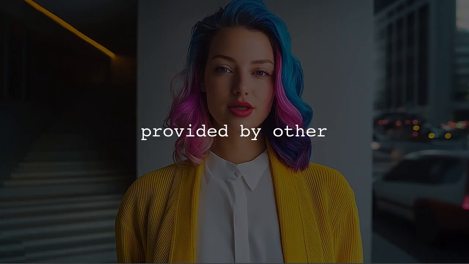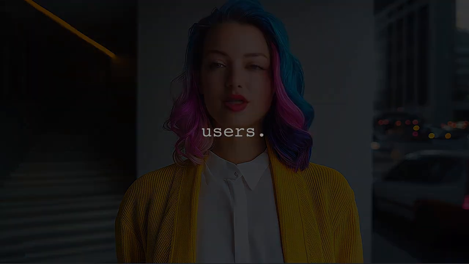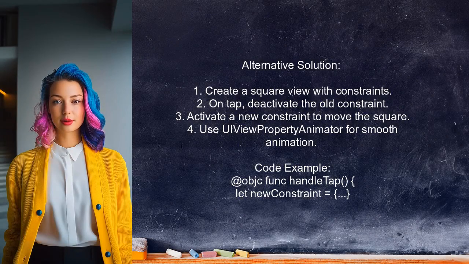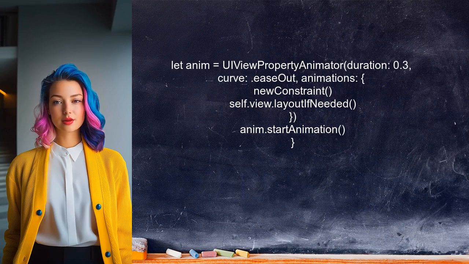Now, let's look at the answers provided by other users. This user provides a tutorial for animating views with Auto Layout using UIViewPropertyAnimator. They suggest creating a square view and setting up constraints to position it. When the square is tapped, they deactivate the old constraint and activate a new one to move the square. The animation is triggered by calling layoutIfNeeded to update the layout smoothly.